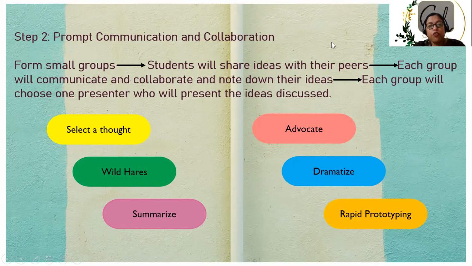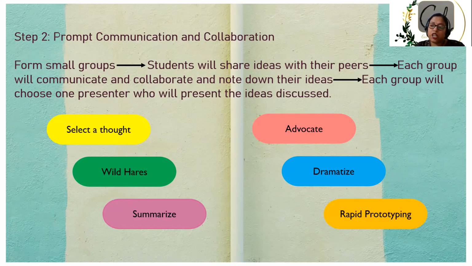So here again, you can use many different prompts. One prompt you can see on the slide is "select a thought." If you are teaching, let's say, the French Revolution, you can ask them, we have done this in the class, we have learned about the French Revolution, so what is that one aspect which interests you the most in the whole thing?